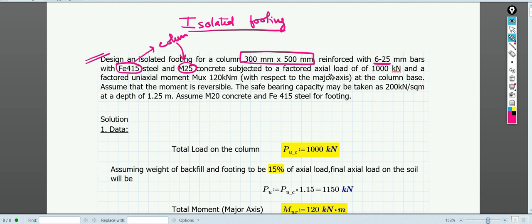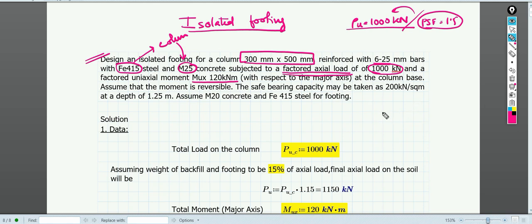And which is subjected to a factored axial load. Try to concentrate on this term, factored axial load. That means this 1000 kilonewton that you are looking at is Pu. If I say 1000 kilonewton, then it has already been multiplied by the partial safety factor of 1.5. It is already multiplied in it. Okay. So this is the factored load, and a factored uniaxial moment Mux of 120 kilonewton meter with respect to the major axis.